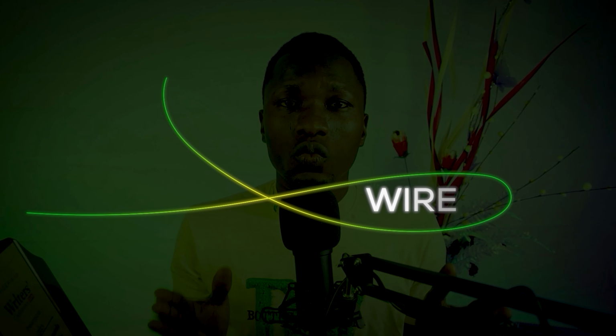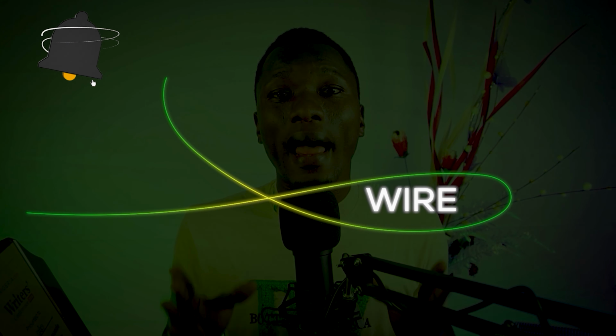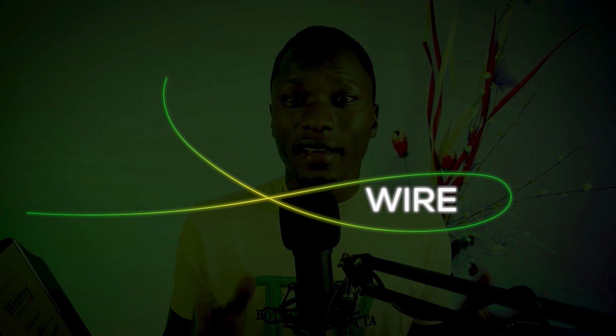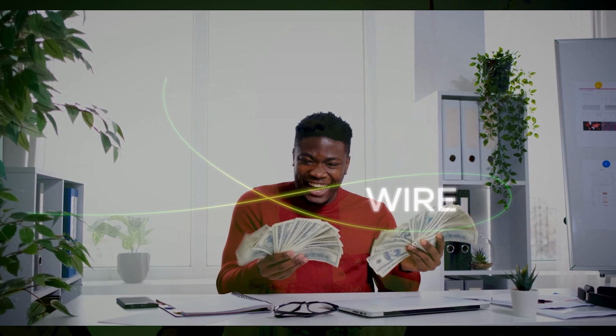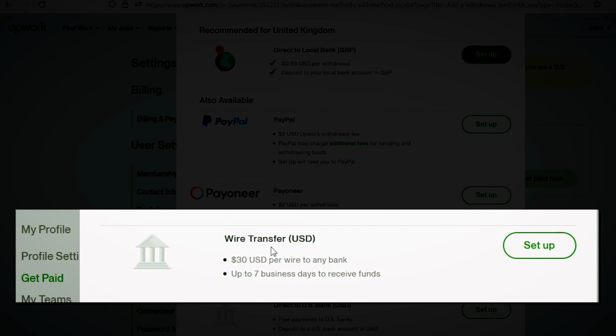So another option with which you can withdraw your freelance earnings is through Wire. If you have a dollar account that can accept a wire transfer, you can use that account to withdraw your money from Upwork. But note that you'll be charged $30 to withdraw to any bank of your choice, and your payment would arrive within 7 business days. So if you are using a wire transfer method, you can send your money from Upwork to your Payday virtual USD account. One downside to Payday is that Payday cannot presently receive ACH, and we will talk about that later in this video.